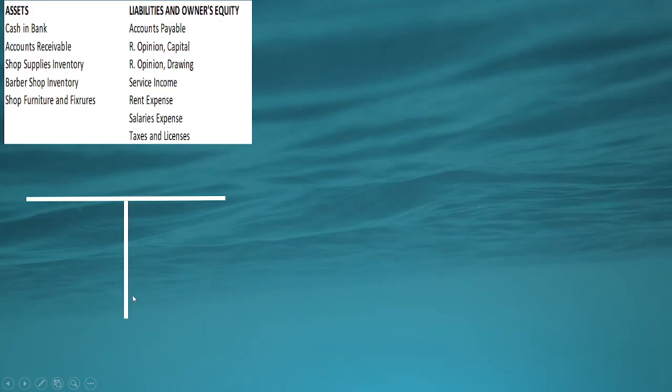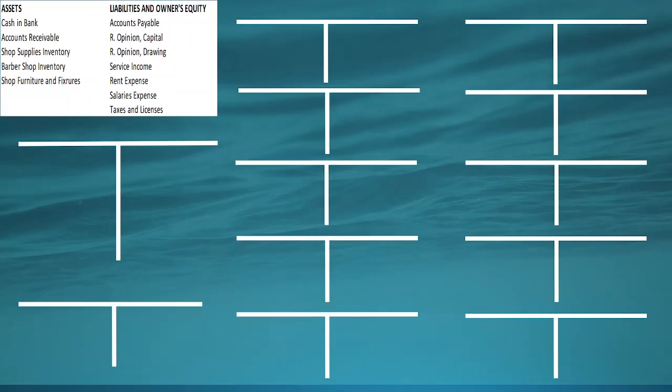Okay, we have a T format here. On the top, it must be our account title. Here is our debit side or the left side, and this one is the credit side. So you count how many account titles we have: 1, 2, 3, 4, 5, 6, 7, 8, 9, 10, 11, 12. So we have 12, so you have to prepare 12 T accounts. It must look like that.